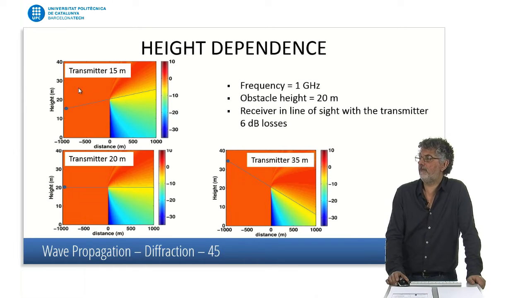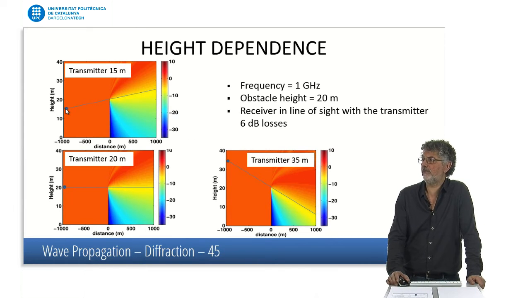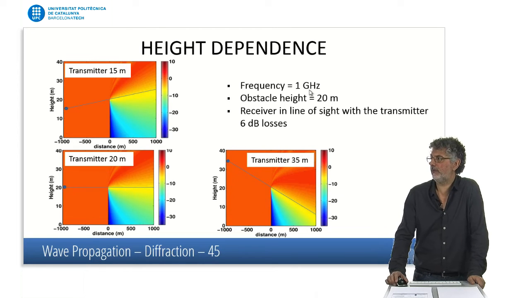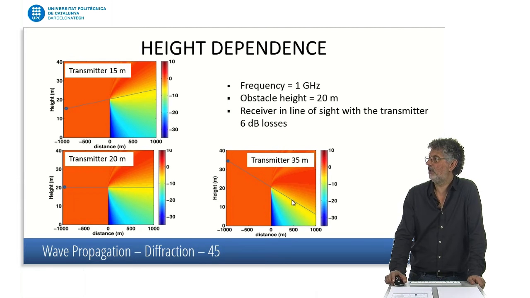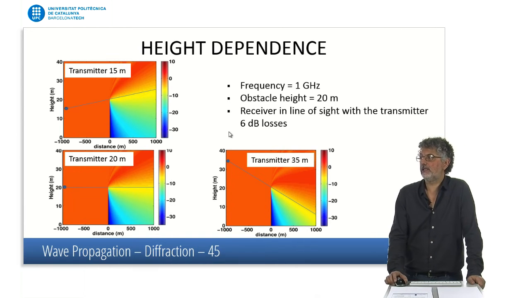In which I'm playing with the position of the transmitter. Here I have the transmitter at 15 meters, at 20 meters, or at 35 meters. Our edge always has a height of 20 meters, and the frequency is always the same, 1 gigahertz. And you can see that in this line here, if I have my receive antenna in this line, or in this line, or in this line, I always lose 6 dBs.